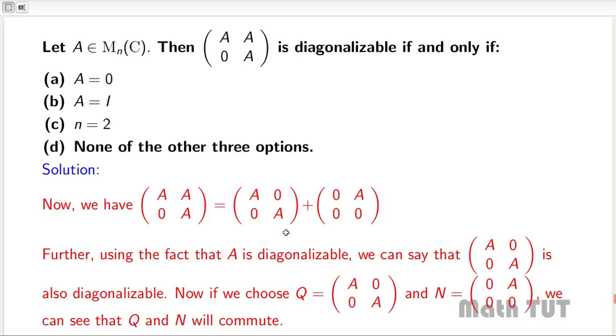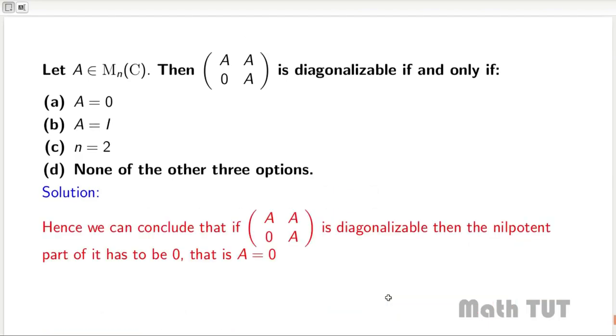So from here we can say that if you want this matrix to be diagonalizable, the nilpotent part of the matrix has to be 0. That means this A has to be 0. So thus we get that A has to be 0, and then we can conclude that option A is correct and option D is false.